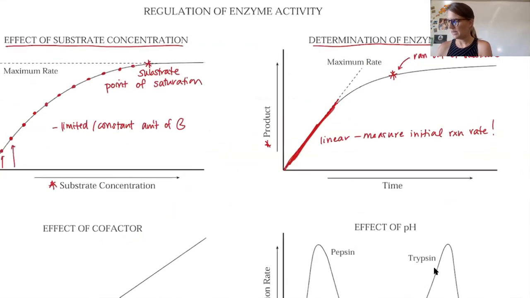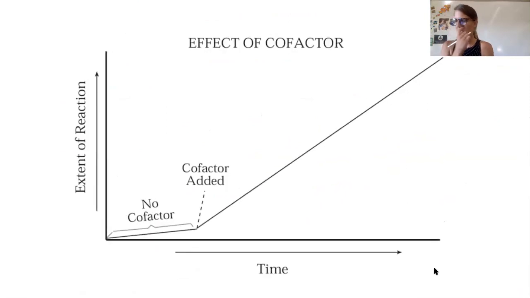Okay, next graph is the effect of a cofactor or a coenzyme, all right? And remember, the difference is that one of them is organic and the other is inorganic, all right? And so the cofactor is inorganic, is that right? Oh God, don't let me forget.